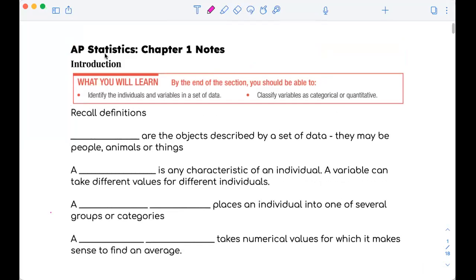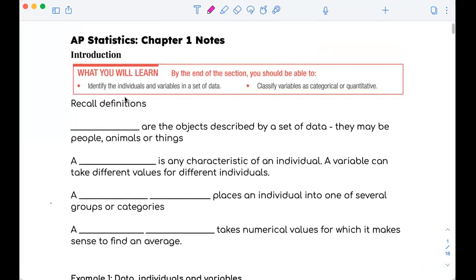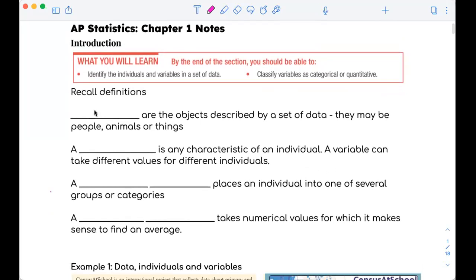Hi guys, we are going to be starting chapter 1 today. We're going to recall some definitions first. The first definition is an individual. Individuals are the objects that are described by a set of data. They could be people, animals, or things. A variable is any characteristic of an individual. A variable can take different values for different individuals.